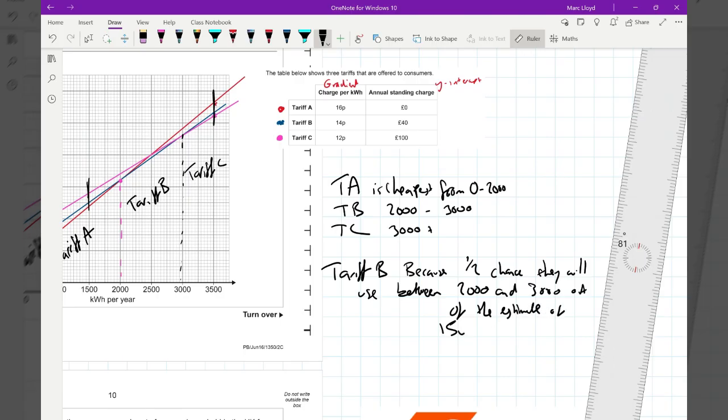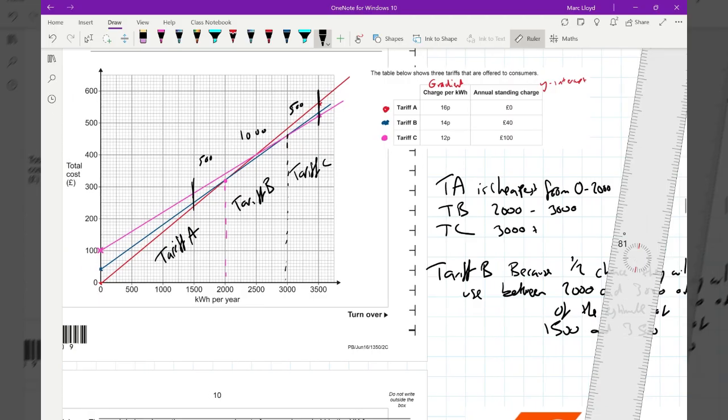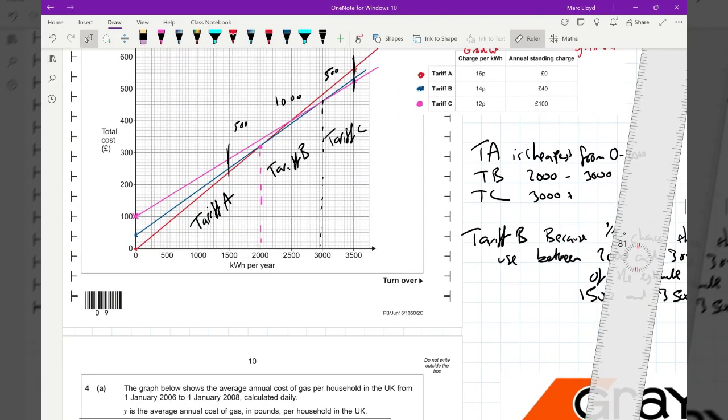of 1,500 and 3,500. So out of this whole range, that's a range of 2,000. For 1,000 of it, tariff B is better. For 500, tariff C. For 500, tariff A. So I would say to her, look, tariff B is probably your best bet. It's your safest bet. Okay, that is question 3 done, because if we just look below, we've got question 4.